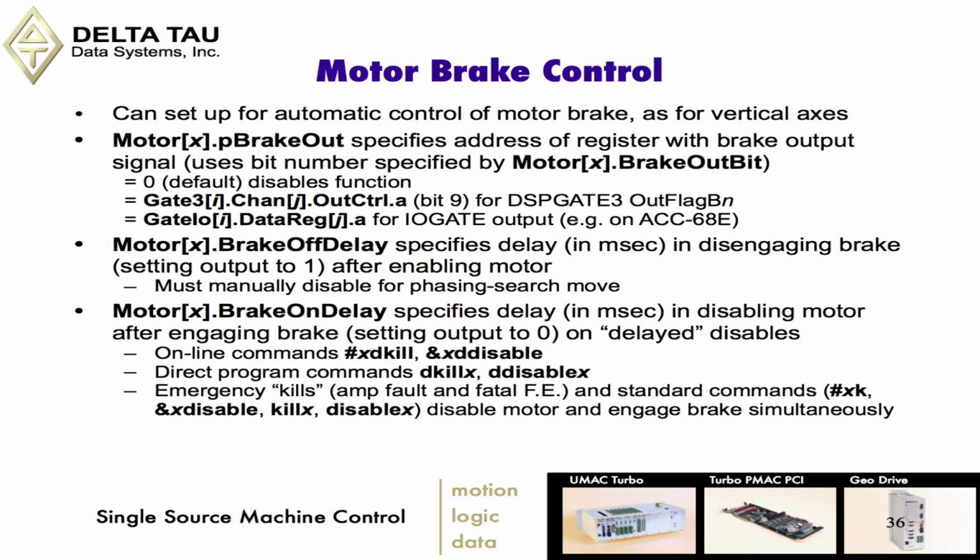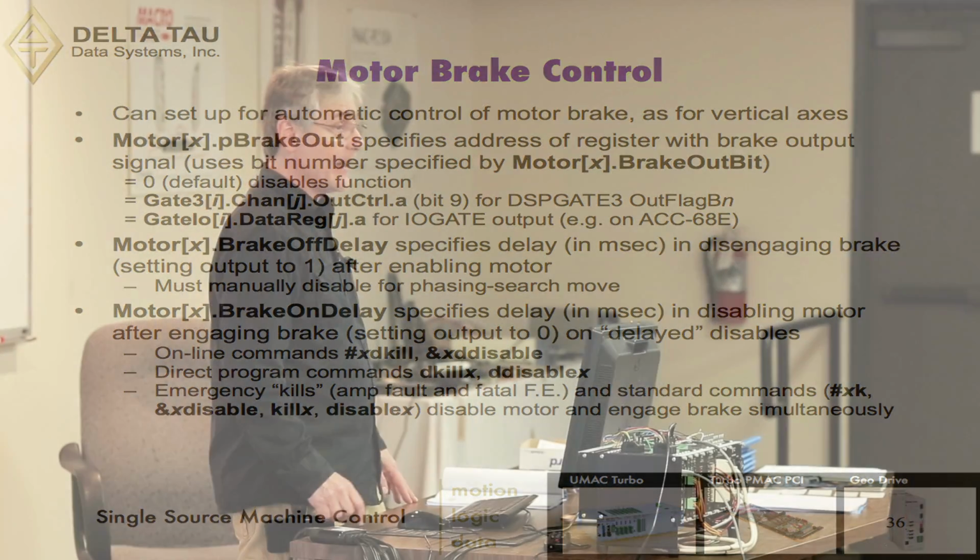And there are some special online commands that utilize this. So there's a kill command and a dekill, a disable command and the de-disable. And then we can use these commands also inside of programs. Emergency kills, like an amp fault or a fatal following error, or the standard kill command, will disable the motor and engage the brake simultaneously.